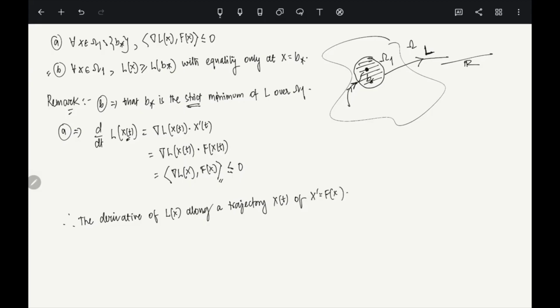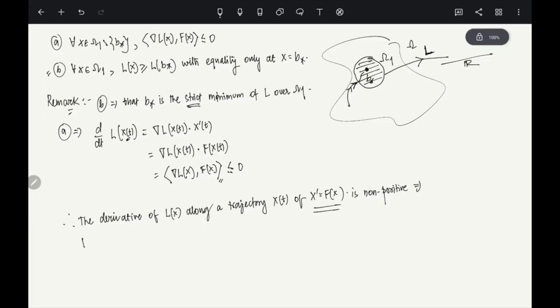I hope I can make you understand what's going on here. B star is the equilibrium point, right? Let's say you have a curve which is the solution of x prime equals f of x. We are constructing a function L such that at the point b star, L is minimal, and while the curve approaches b star, L along that curve is non-increasing. That's what it is saying. So its derivative along the trajectory is non-positive.